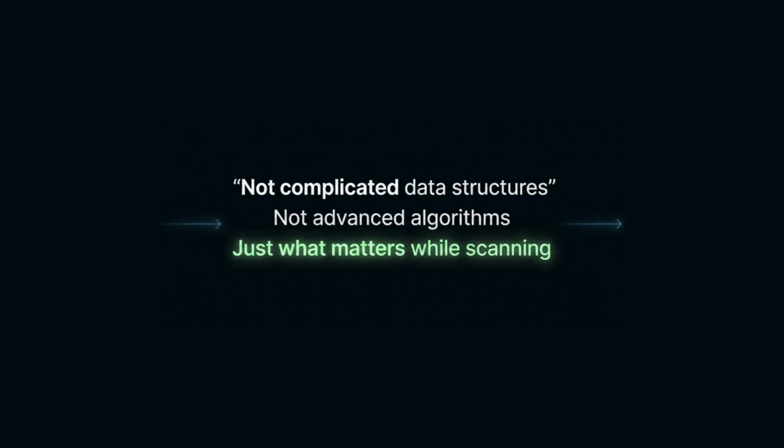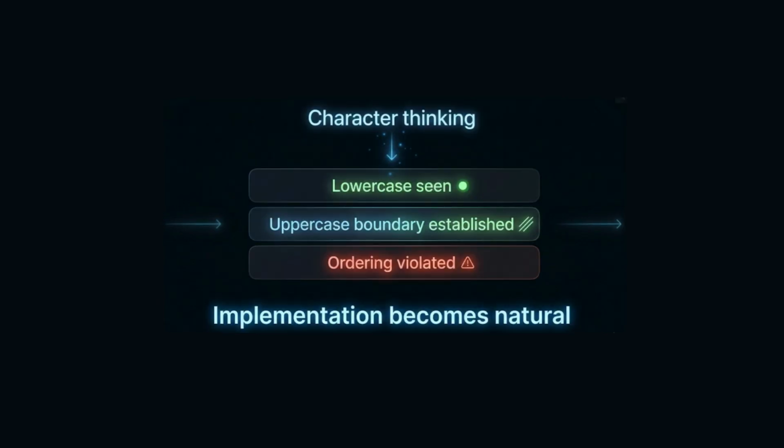Not complicated data structures, not advanced algorithms, just careful observation about what information actually matters while scanning the string. And honestly, this is the kind of medium problem that becomes much easier once you stop thinking about characters and start thinking about state transitions. Because every character is really just changing the status of that letter: lowercase seen, uppercase boundary established, or ordering violated. And once you see the problem that way, the implementation almost writes itself. Anyway, that's the full idea for LeetCode 3121.